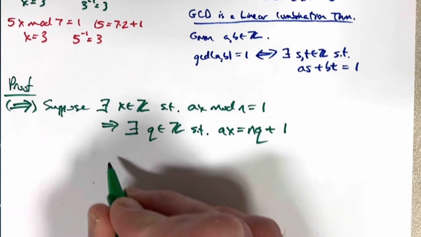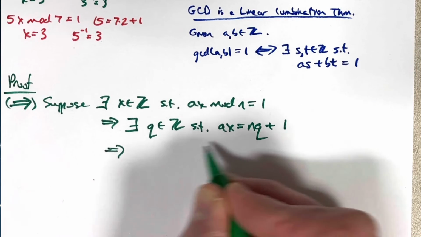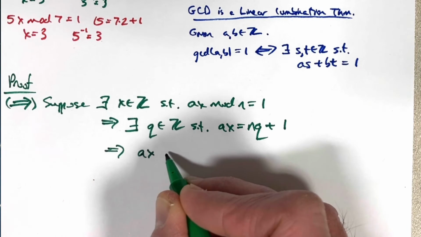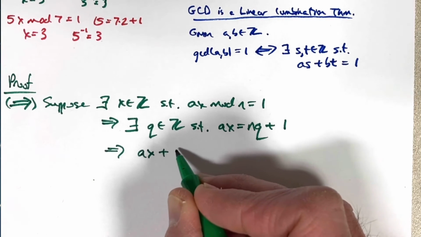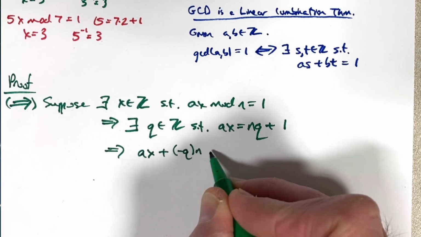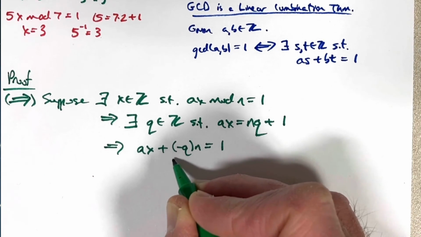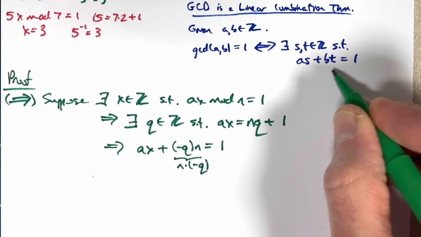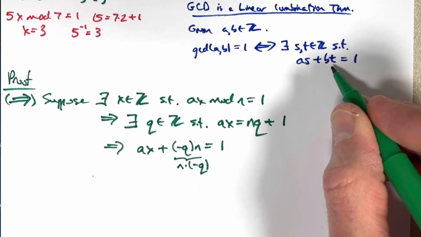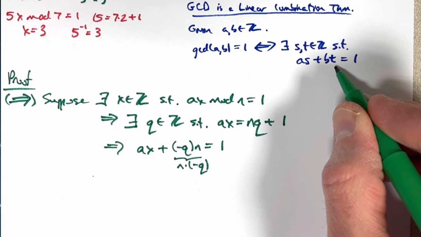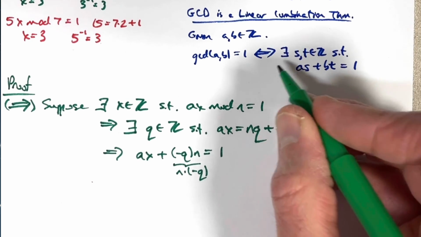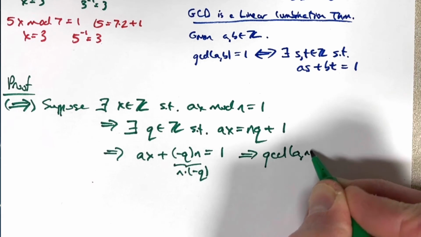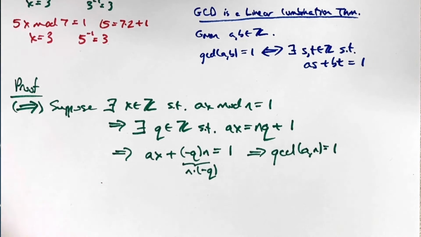But now we can take this equation and rearrange it. We can subtract n times q from both sides, and we can write a times x minus nq as negative qn equals 1. Or in fact, we could also think of this as n times negative q. This equation now fits this equation here with x equals s and negative q equals t. Therefore, by this if and only if in this theorem here, this implies that the GCD of a and n equals 1. We are done proving the rightward implication.